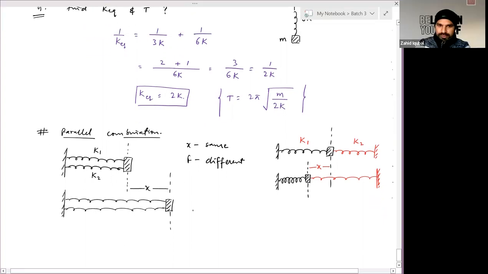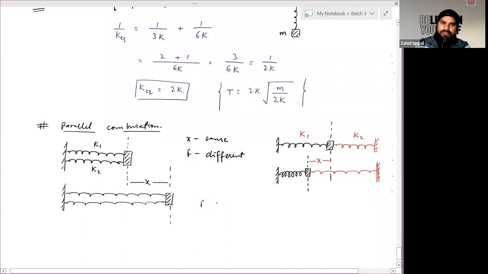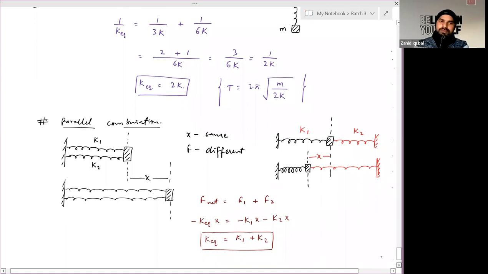Now, since force is different, we can write net force equals F1 plus F2. As F equals minus Kx, it will be minus K equivalent times X equals minus K1 times X minus K2 times X. X cancels out. So you'll get K equivalent equals K1 plus K2. So this will be your K equivalent for parallel combination.